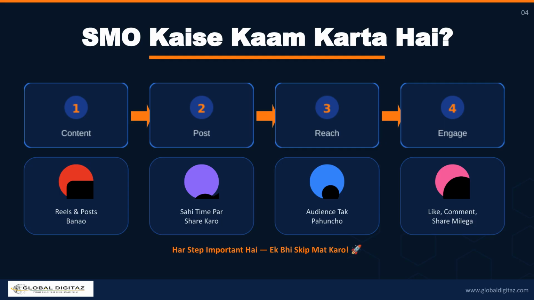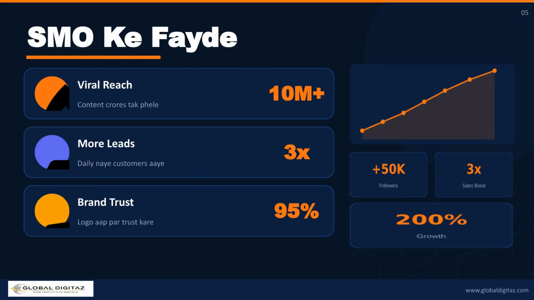How does SMO work? The process involves 4 steps: content creation, timely post sharing, achieving wide reach, and finally, getting high engagement like likes, comments, and shares. Remember, every step is important. Don't skip any.